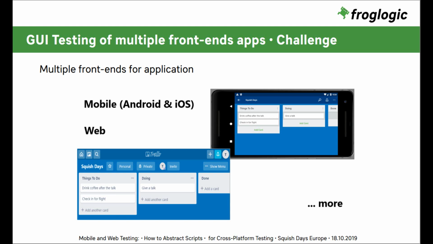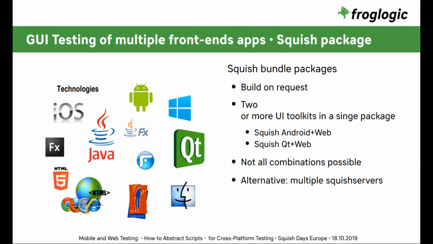Ideally, we would like to have the same set of tests for different front ends. This is a huge challenge for GUI test automation. Different front ends are implemented differently using different UI toolkits. Squish offers support for Qt, Java, web, mobile, both iOS and Android, and native Windows or macOS applications.